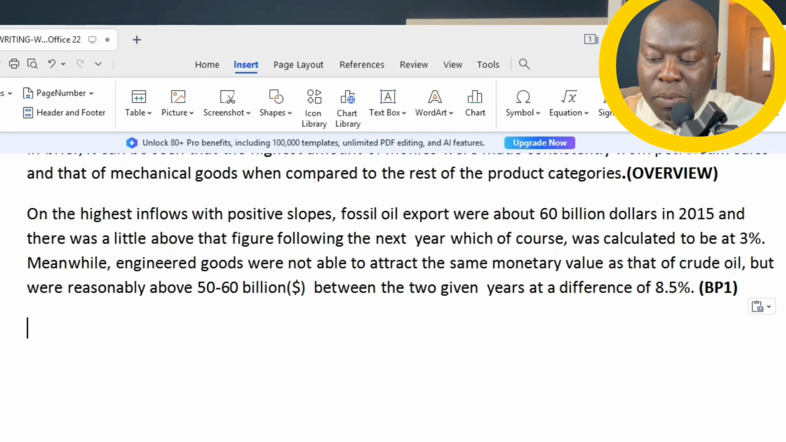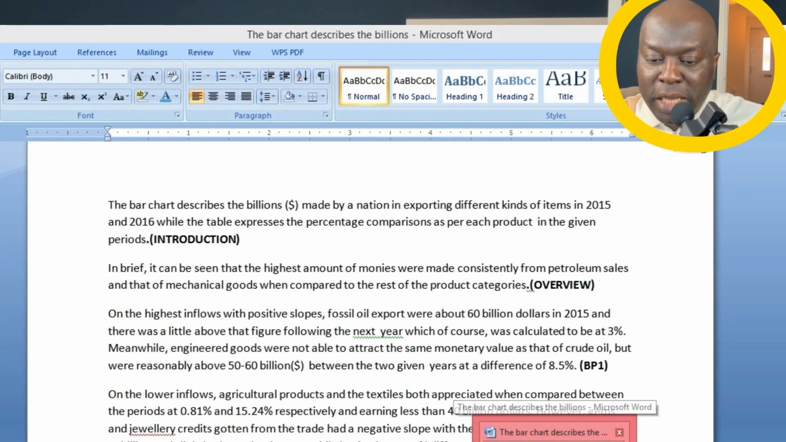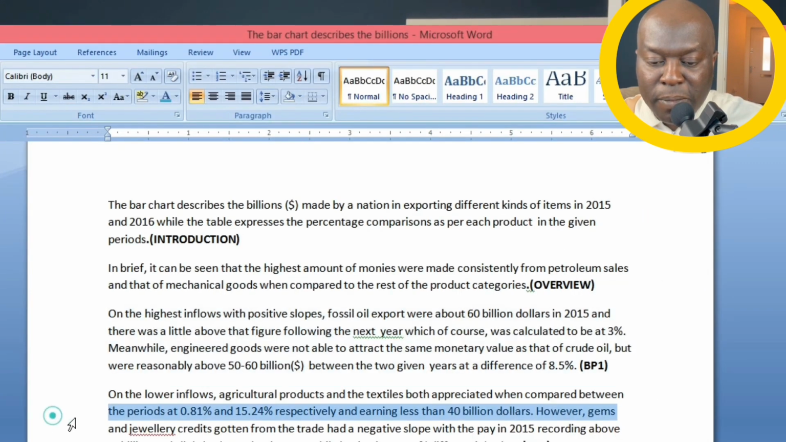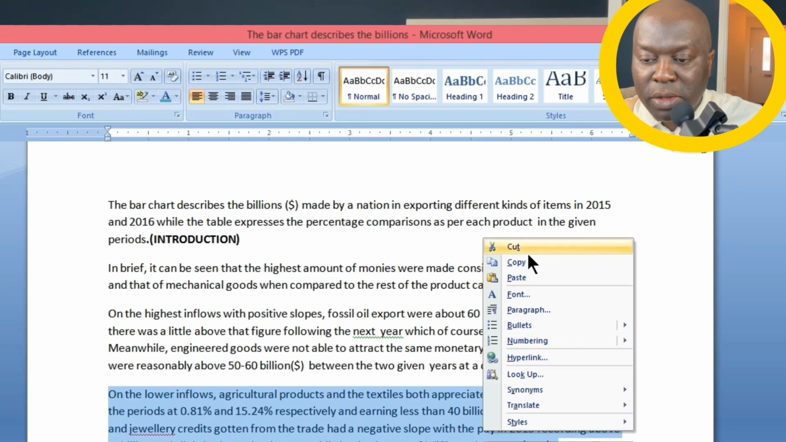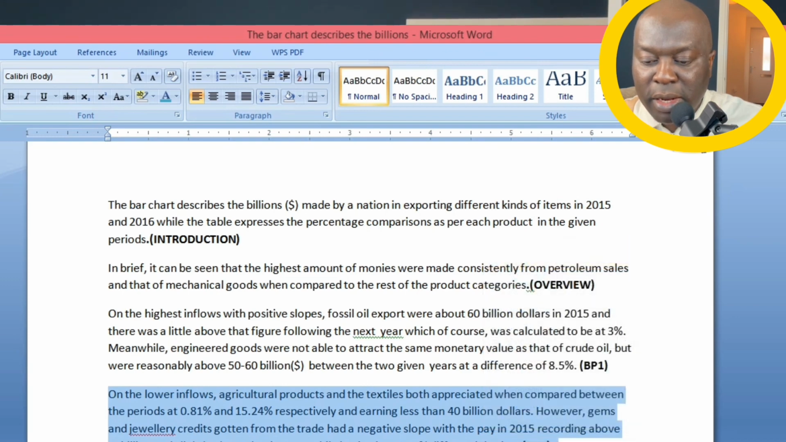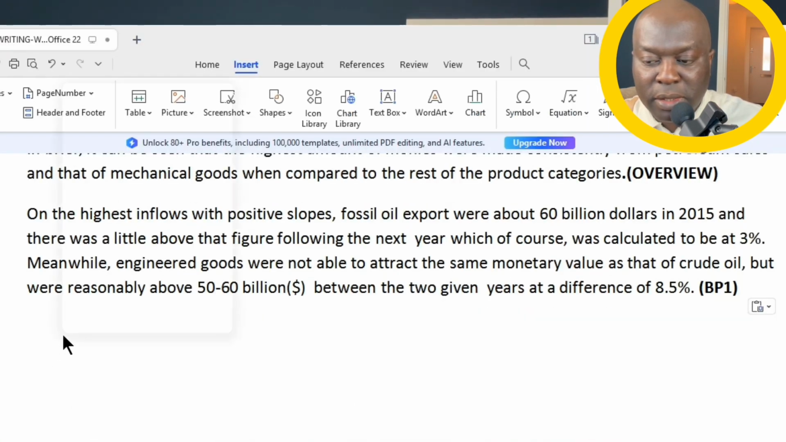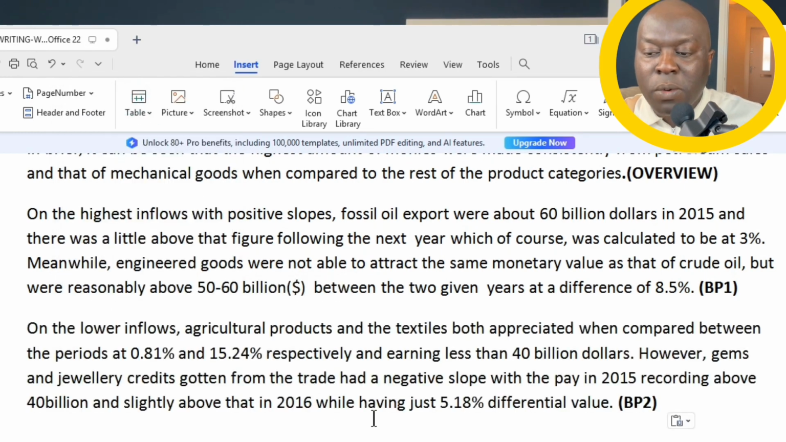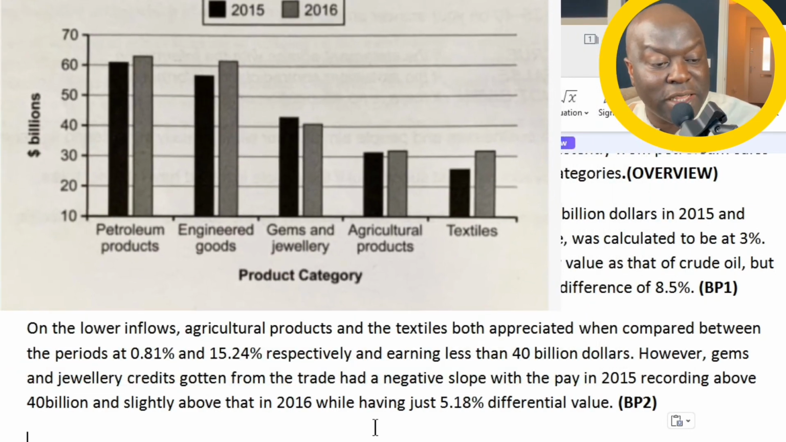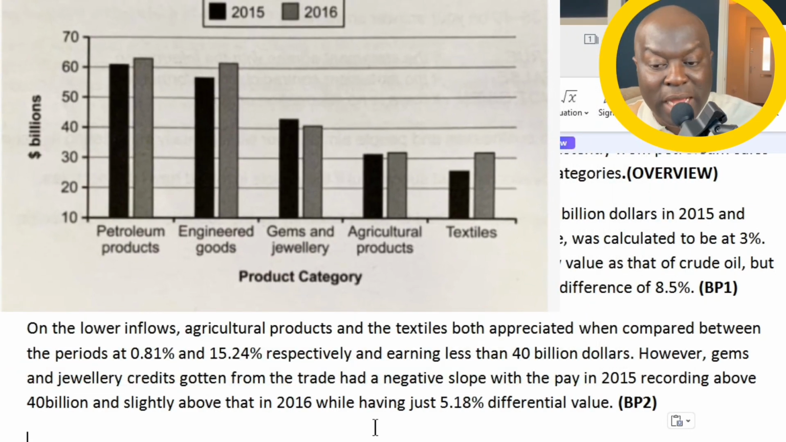Let me pull that quickly. Okay, now, yes, I got it. Copy and paste. Okay, now if you look at this body paragraph 2, it says on the lower. Please look at this graph. Look at the graph in the slide. It's displayed there.